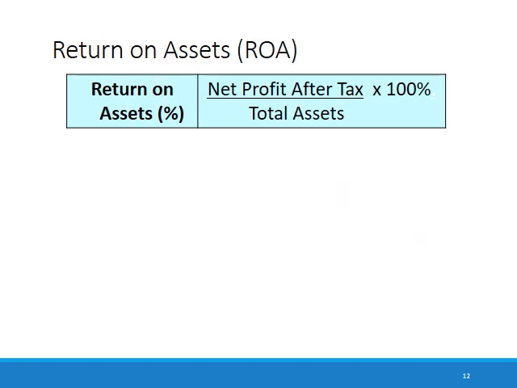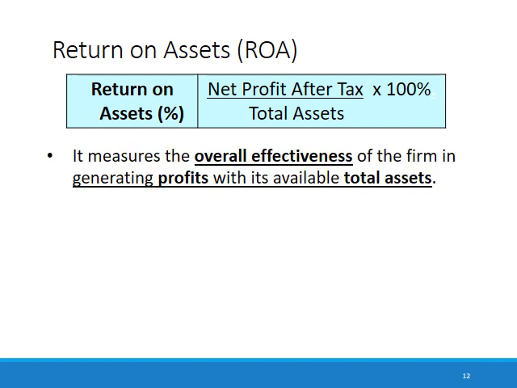Return on assets, ROA, equals net profit after tax divided by total assets times 100%. It measures the overall effectiveness of the firm in generating profits with its available total assets.